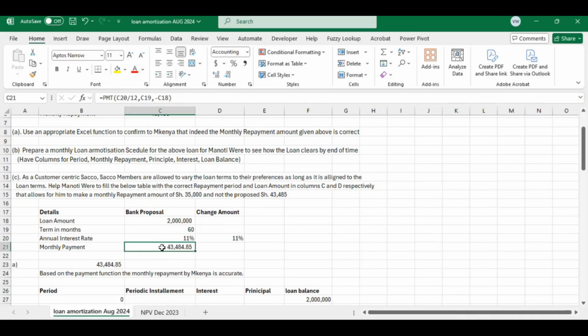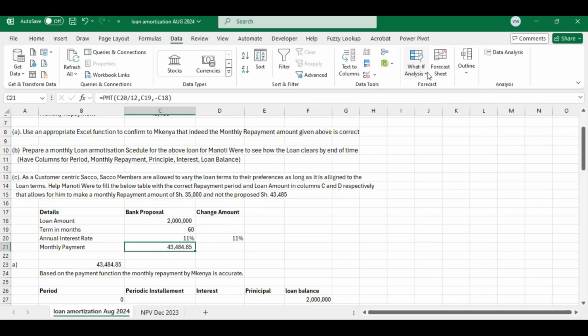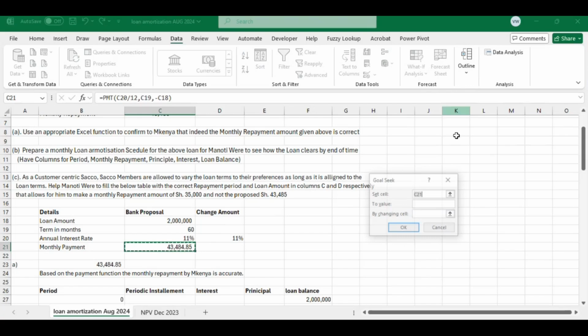So first things first, for you to use this goal-seek tool, you must be in the cell that has the formula. And already we know that this is the cell that has our PMT function. And we've referenced also all the cells that we want to change. So once I'm in the cell that has the formula, I'll go to Data, What-If Analysis, and I click Goal Seek.